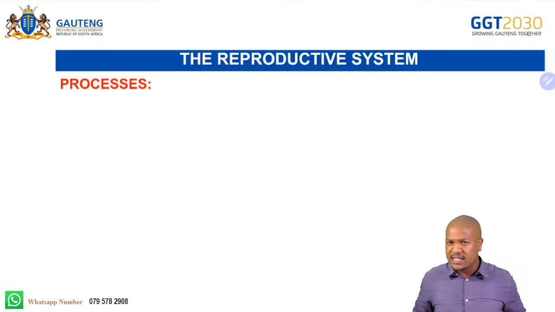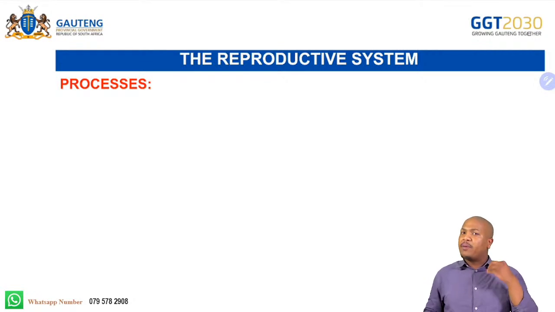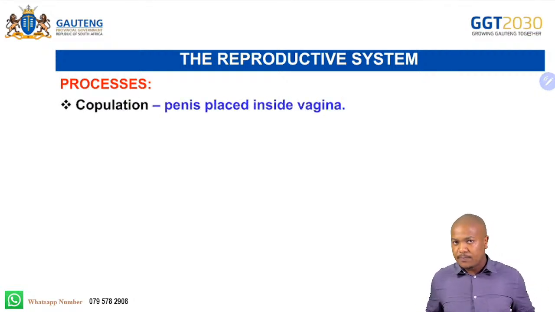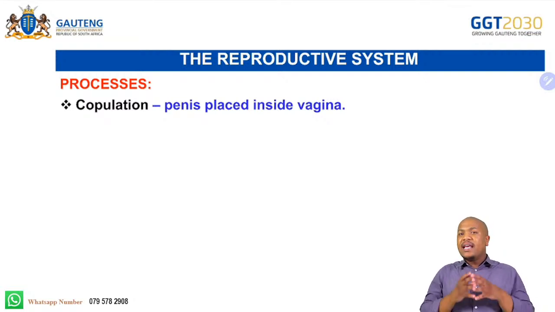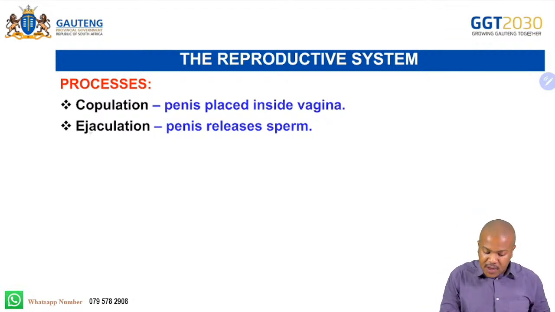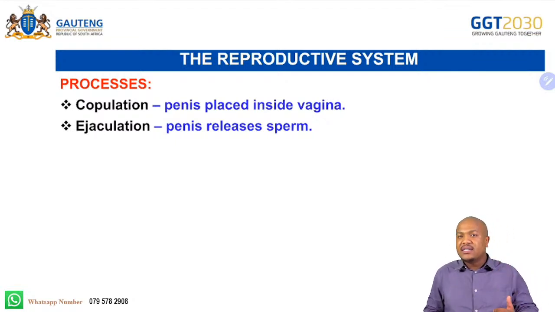So now let's look at the processes that need to take place first before we have babies, and all the processes that take place inside both reproductive systems, right? The first one is copulation. Copulation is the placing of a hardened penis inside a female vagina, right? So that is copulation. Then ejaculation takes place in the process. Ejaculation is when the penis releases the sperm cells that are manufactured in the testes of a male reproductive system.